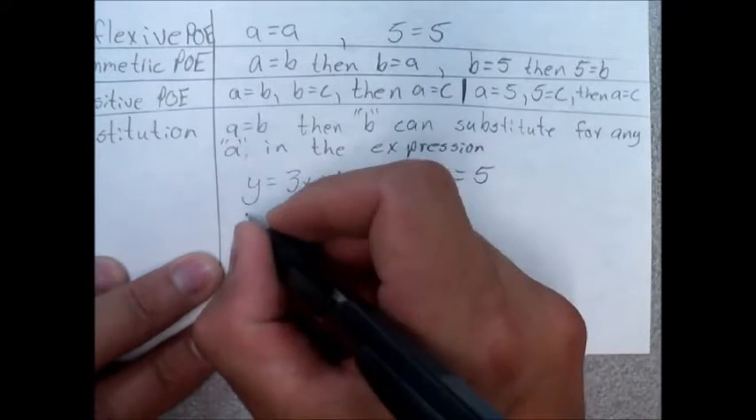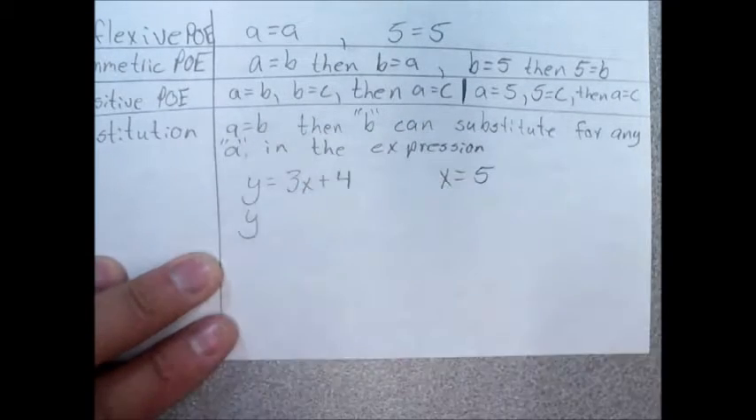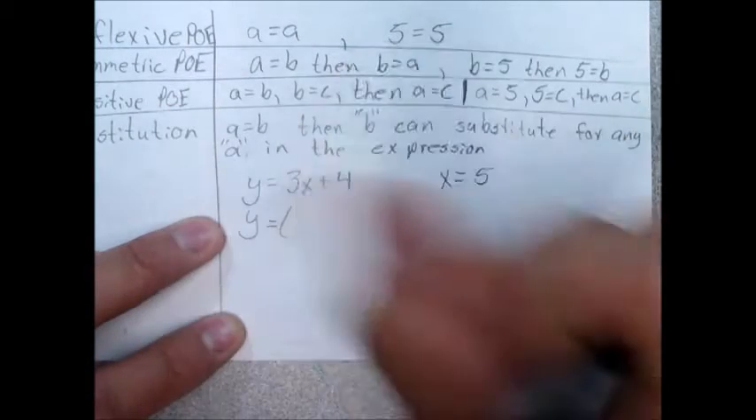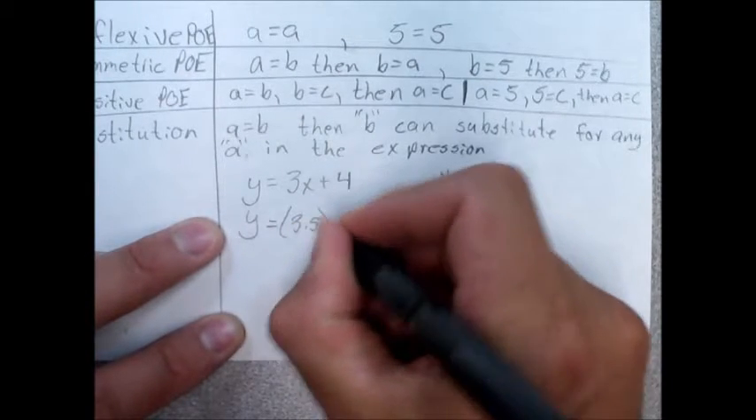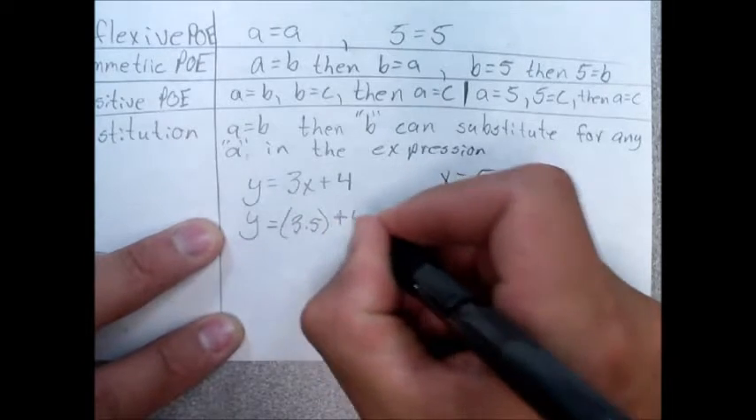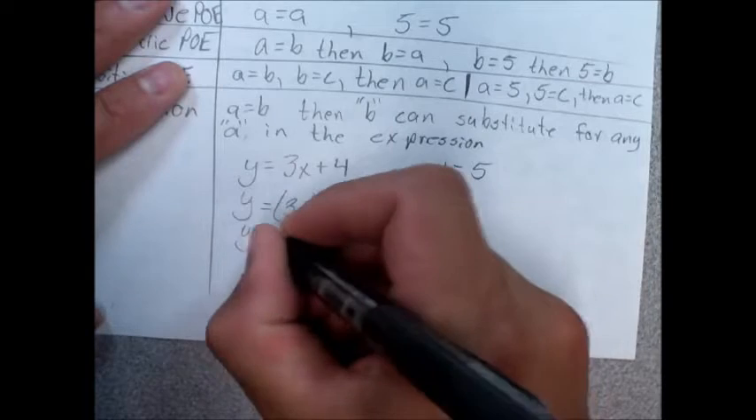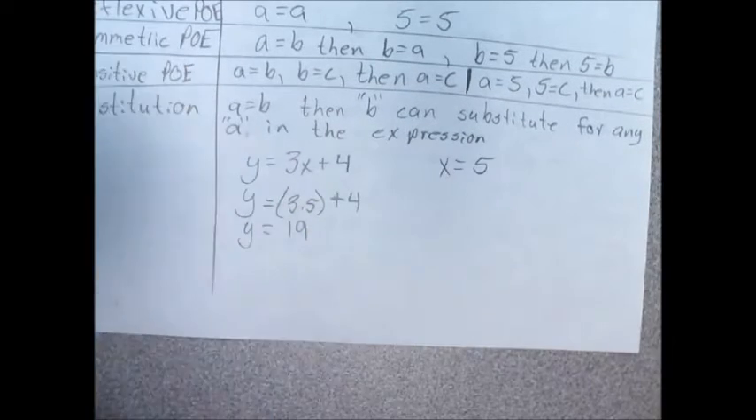So I would plug it in anywhere that x is. So y equals 3 multiplied by 5, right? So I'm going to put 3 times 5 right there, plus 4. 3 times 5 is 15. 15 plus 4 is 19. Heard somebody say it pretty quiet.